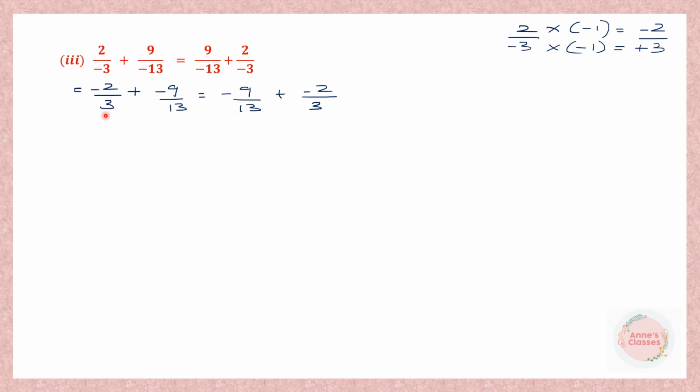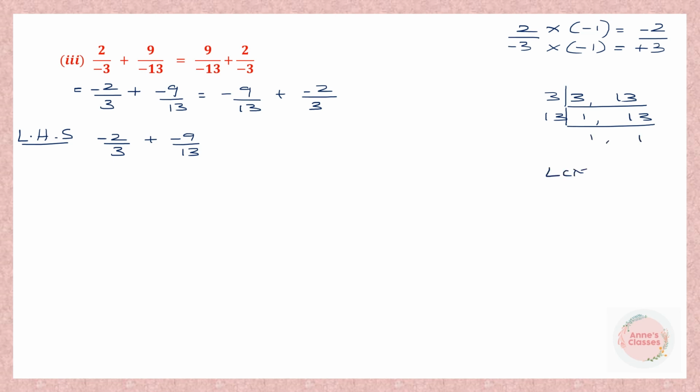Now we have to work on the left hand side. On the left hand side, we have minus 2 by 3 plus minus 9 by 13. Denominators are different. We have to find the LCM of 3 and 13. So let's begin with 3. 3 ones are 3. Bring down 13. 13 is a prime number, so divide by 13, 1 and 1. So what is your LCM? LCM is 3 into 13, which is 39.